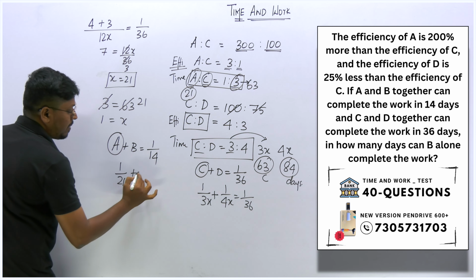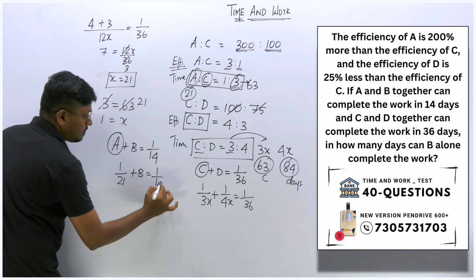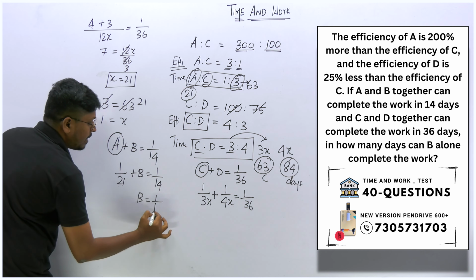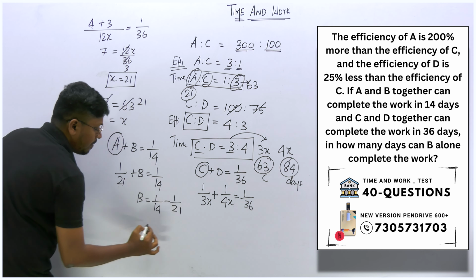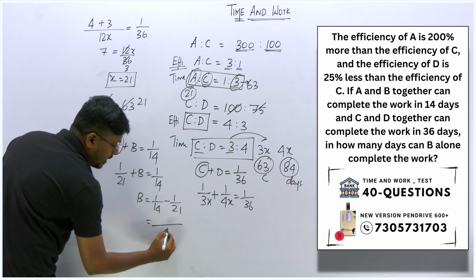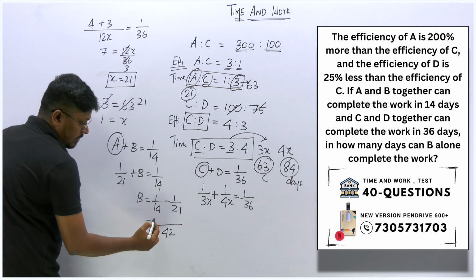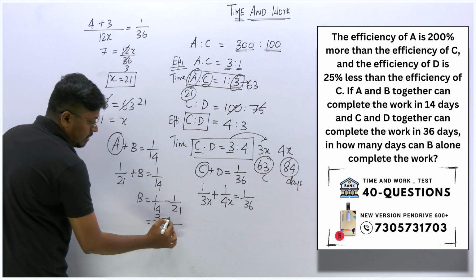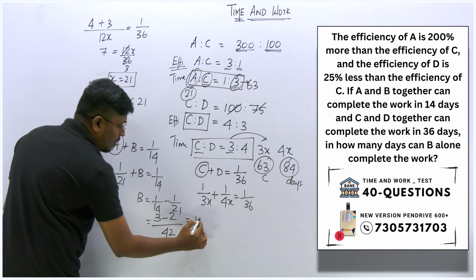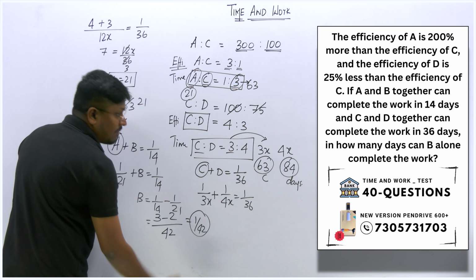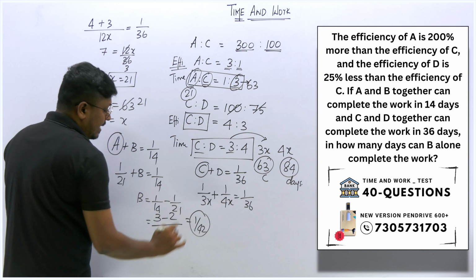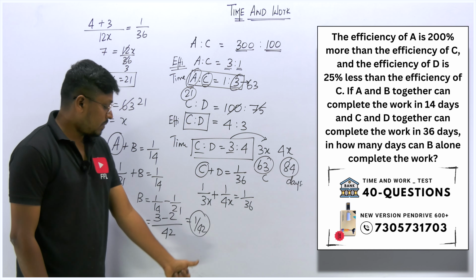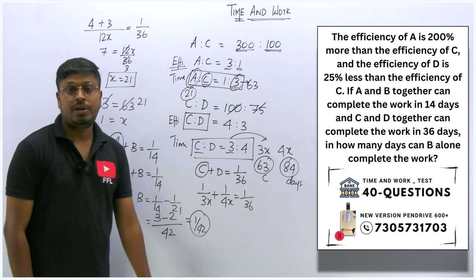So substitute 1 by 21 in 1 by 14. So B is equal to 1 by 14 minus 1 by 21. So take the LCM 42 here. So this will be 3 times, right? And this will be 2 times, so 1 by 42 days. So our target is to find how many days B alone takes to complete the work. So here we found the answer, that is 42 days.